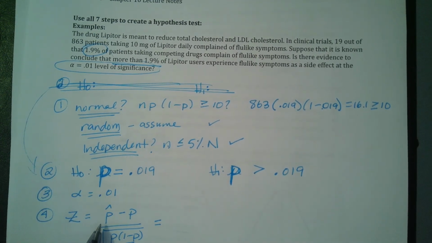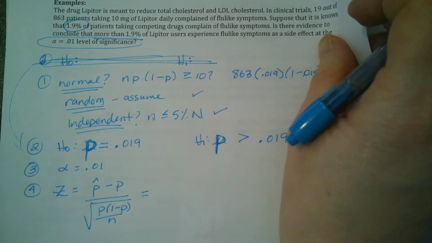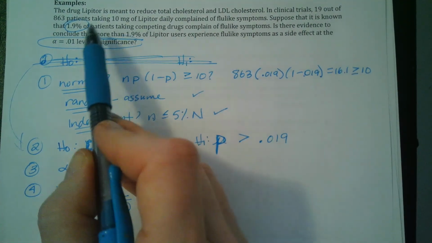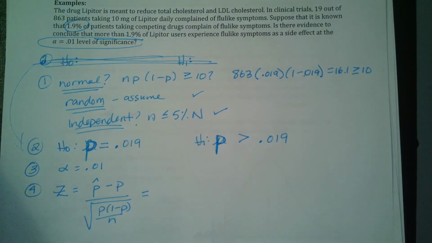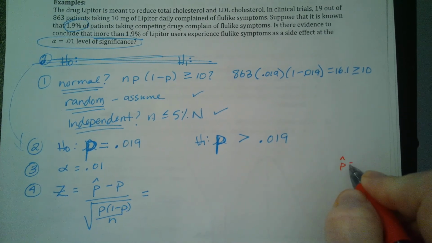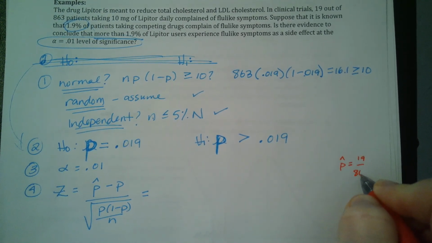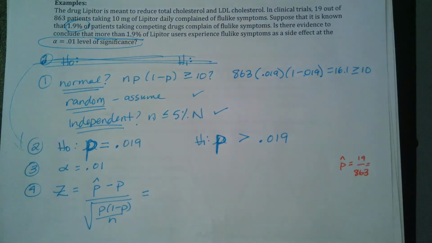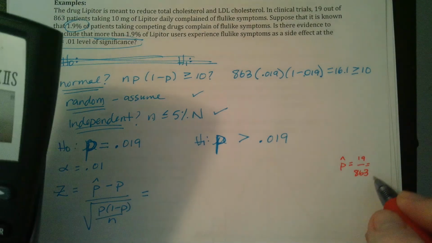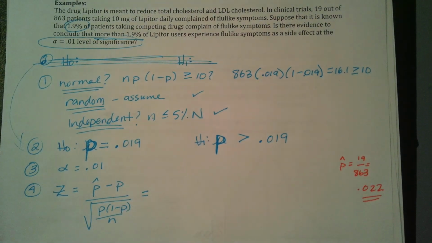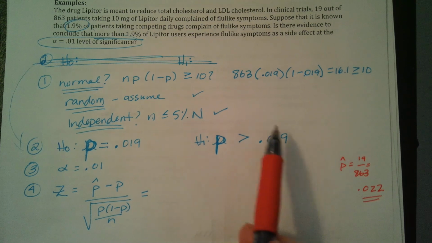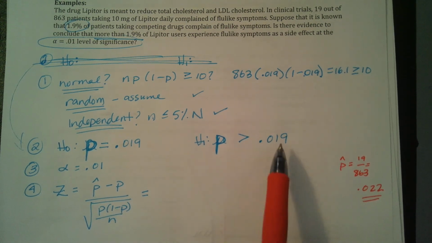Your p hat is given from your sample. Your sample from this example was that 19 out of the 863 patients experienced flu-like symptoms. So let me go off to the side real quick and calculate what p hat is. P hat is going to be 19 out of 863, which is 0.022. So our point estimate is 2.2%, which certainly is larger than the rest of the competing drugs and their flu-like symptoms.